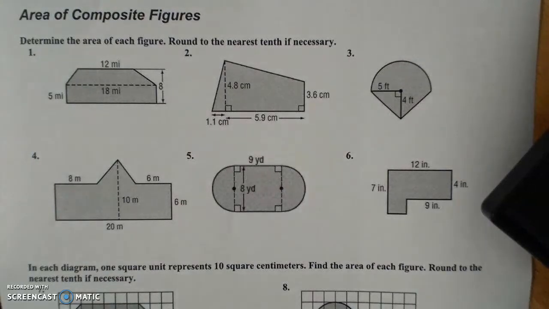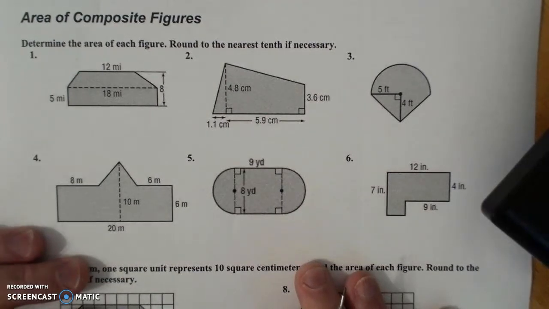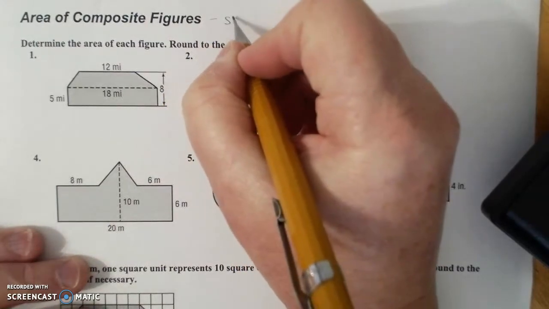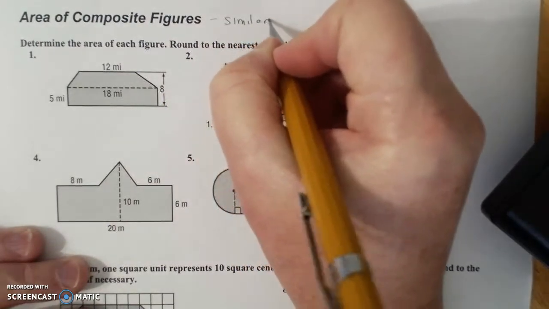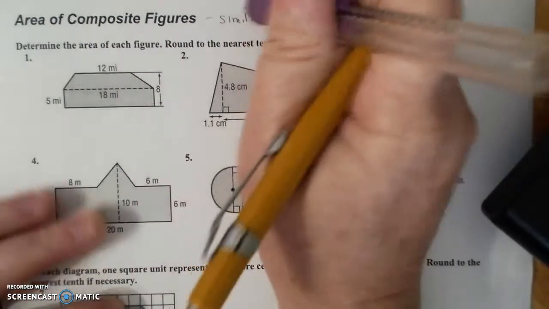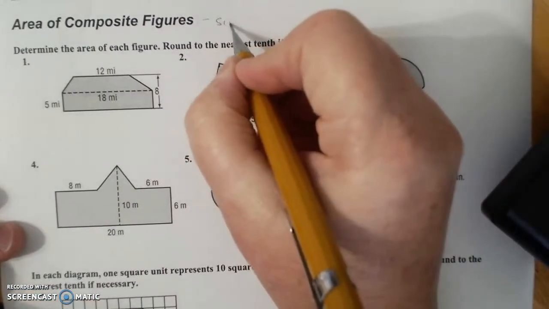We started the lesson finding areas of rectangles, triangles, trapezoids, parallelograms, and circles. And today we are going to find what composite figures are. Composite figures are just simple figures attached.